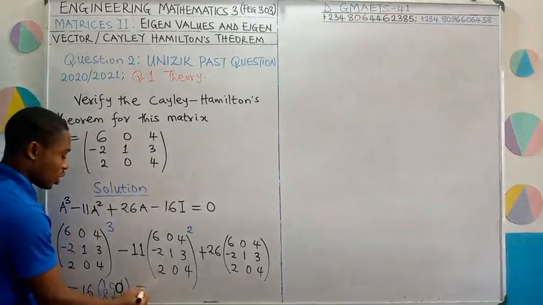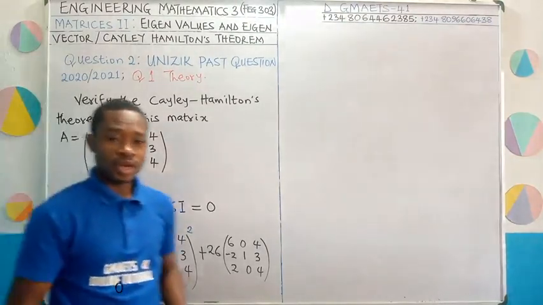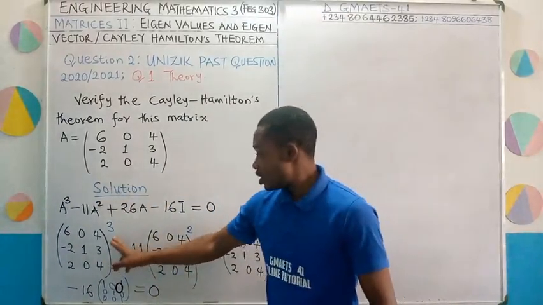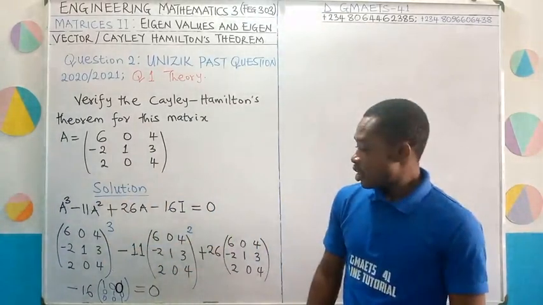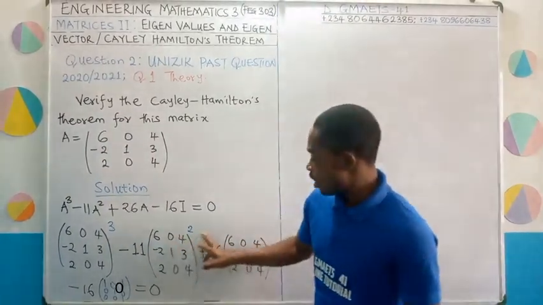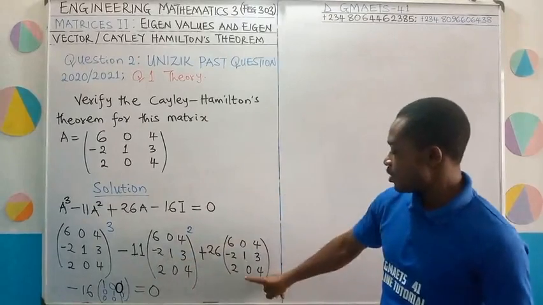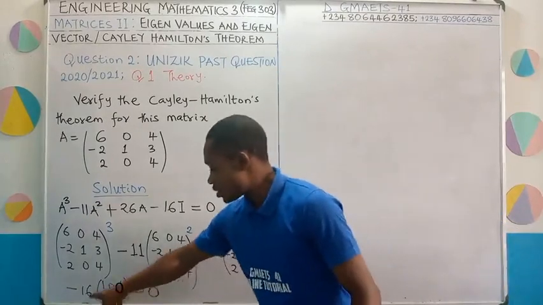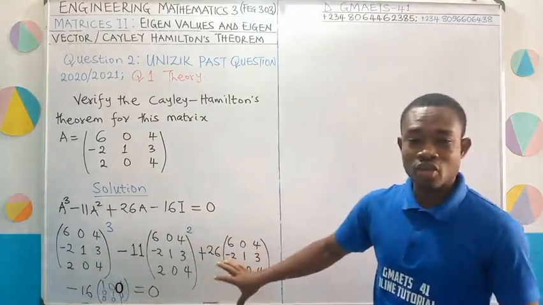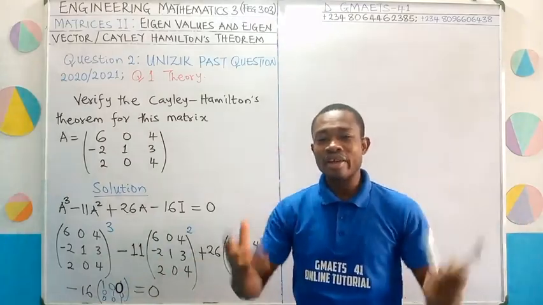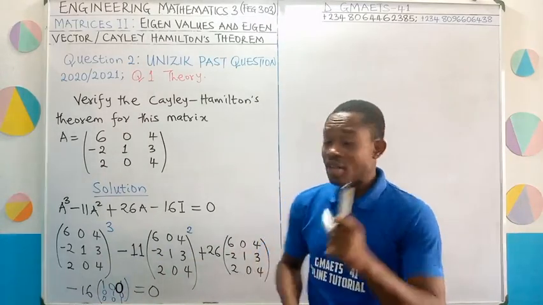If we work around this, we are going to get 0. Okay? So let us work around this and say we are going to evaluate A cubed. We're going to evaluate A squared. And then we'll multiply this value of A squared by 11, multiply this matrix by 26, and then this identity matrix by 16. Follow this mathematical sign and then simplify. We're going to get the 0 matrix. That's the idea of Cayley-Hamilton's theorem. So let us do that.